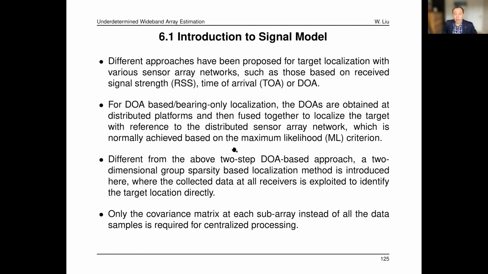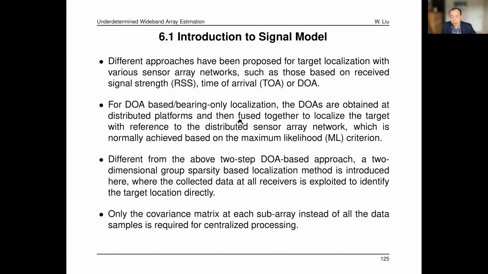For target localization, different approaches have been proposed in the past with various sensor array networks, such as those based on received signal strength, time of arrival, or DOA. In this part of the tutorial, we will focus on the DOA-based method. For DOA-based or bearing-only localization, DOAs are obtained at distributed platforms and then fused together to localize the target with reference to the distributed sensor array network. This second step is normally achieved based on the maximum likelihood criterion.